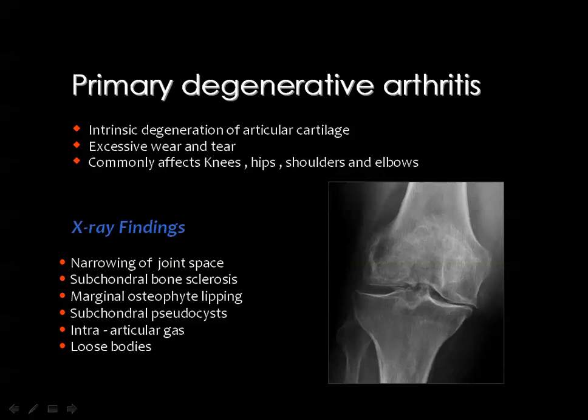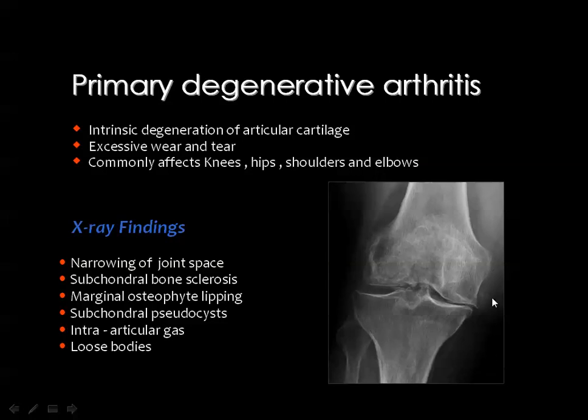Then the primary osteoarthritis in the big joints is a well-known disease and easily appreciated from the plain X-ray, and these are the findings: narrowing of the joint space, subchondral bone sclerosis, marginal osteophytic clipping, subchondral pseudocystic changes, intra-articular gas, or what we call vacuum phenomena, and the presence of loose bodies which represent the fractured osteophytes. Loose bodies, of course, are seen in the big joints, especially the knee, the elbow, and the hip joint.